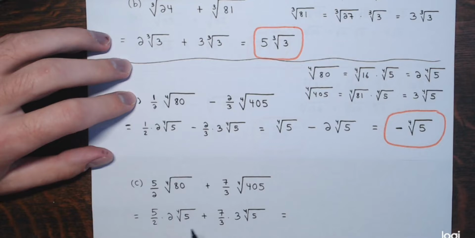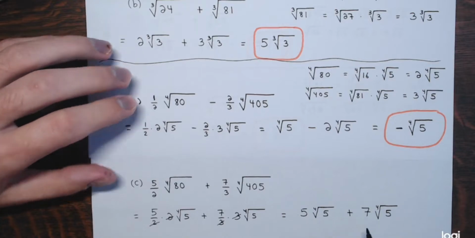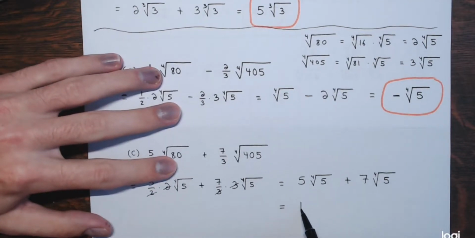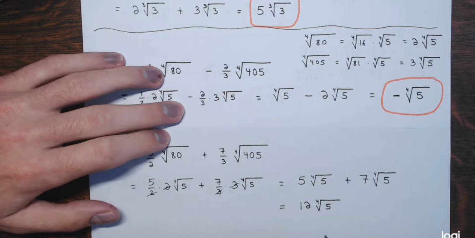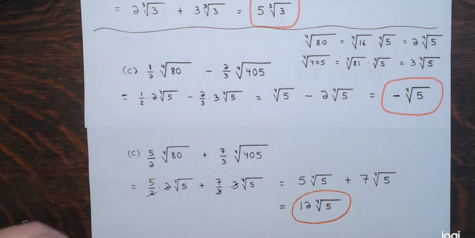So in this first term, the 2's cancel, and I have 5 times the fourth root of 5, plus, in the second term, the 3's cancel, and you get 7 times the fourth root of 5. And 5 plus 7 is 12, so this is 12 times the fourth root of 5. And that's it. That's our simplified sum. Great. All right, moving on.